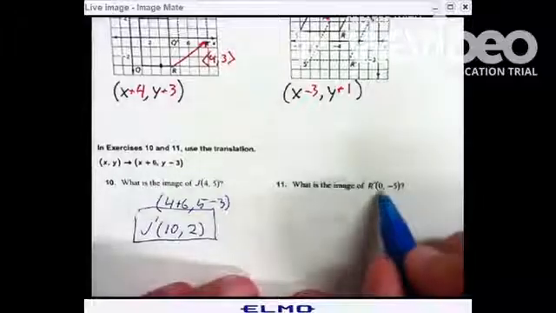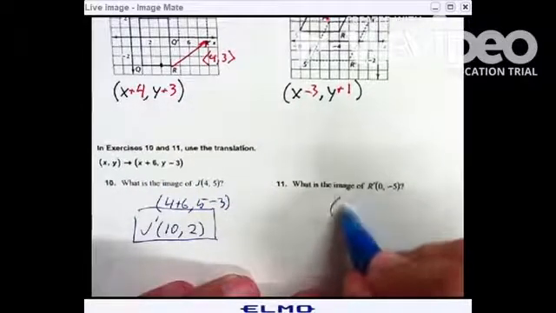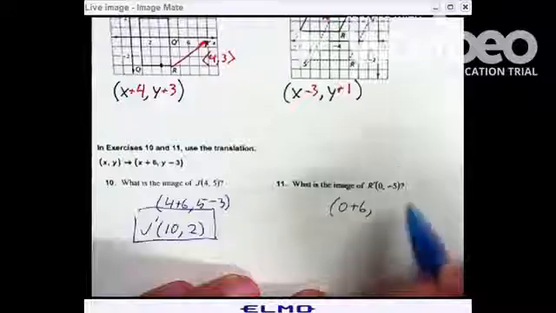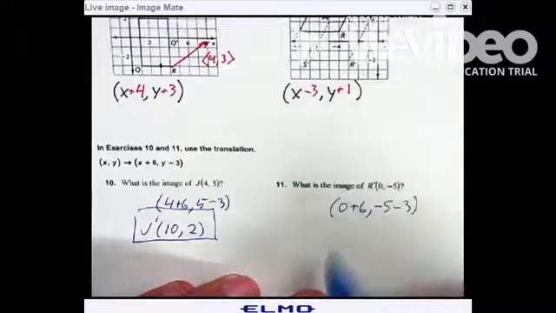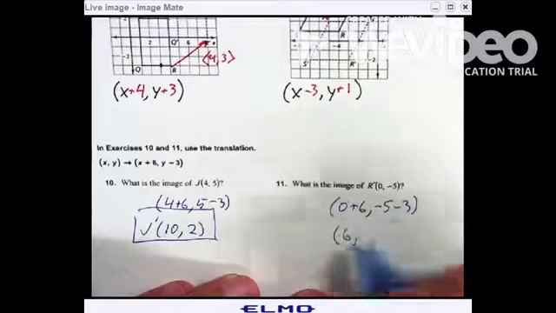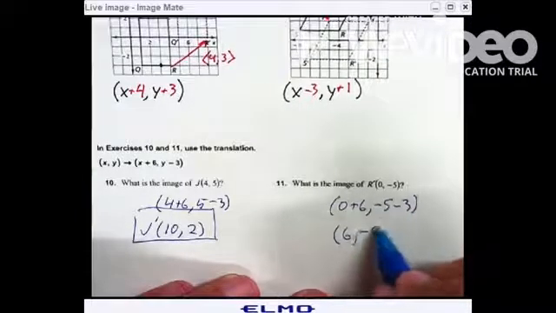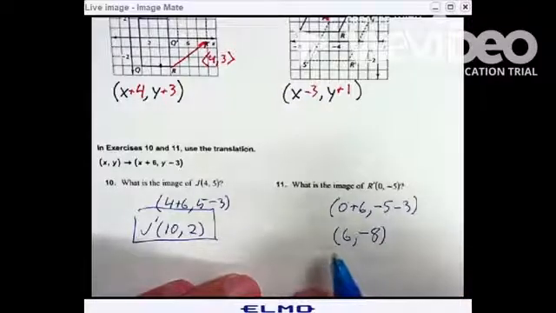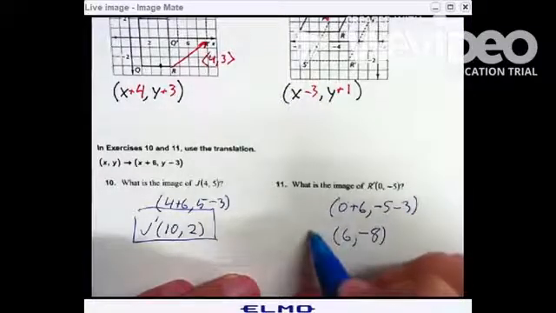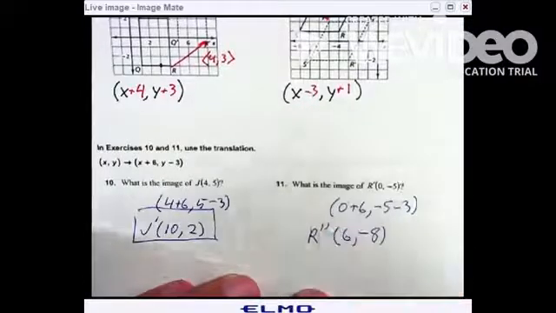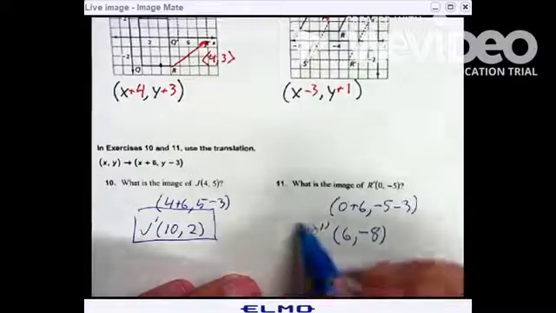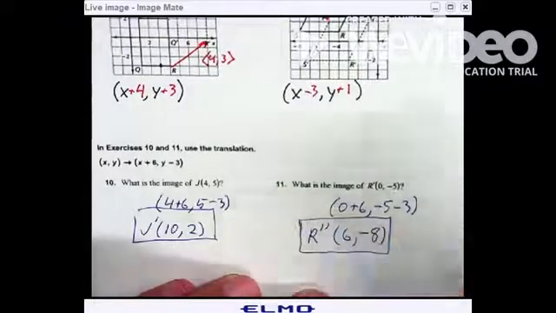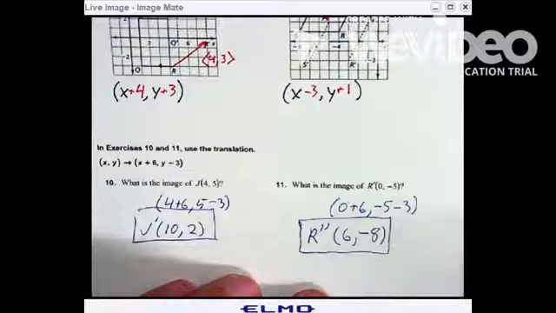All right, hopefully you got this. Let's do this real quickly. So we are going to take the 0, plug that in for x. So we have 0 plus 6, and negative 5 is plugged in for y, so that's negative 5 minus 3. 0 plus 6 is 6. Negative 5 minus 3 is negative 8. And this is the image of R prime. So that means that this is R prime prime. The image of an image. And this is read as R prime prime, or it could also be called R double prime. But you know, it's just R prime prime.